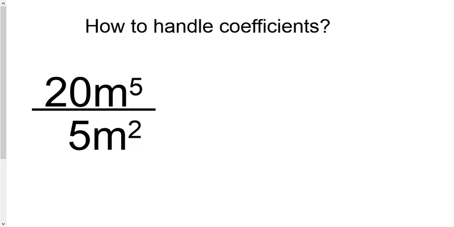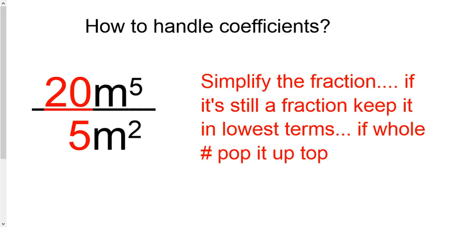How do we handle the coefficients? Like in this example, we've got the 20 and the 5. Well, you need to handle it just like you would a fraction. If it can be reduced, we reduce it. If it can be made into an integer, we make it into an integer. If we can't do anything, we just keep it. So these coefficients are going to be different from problem to problem.